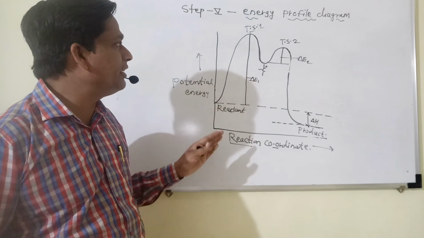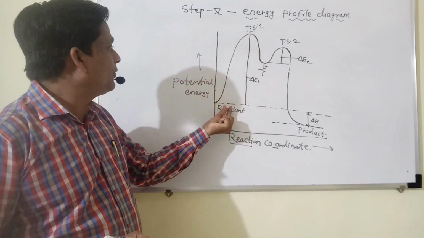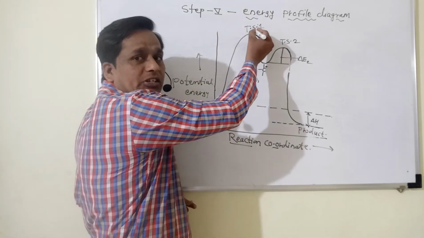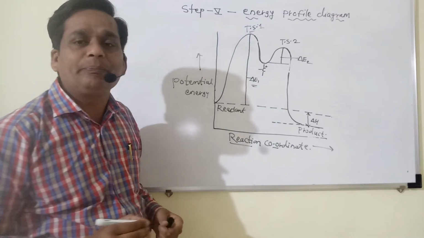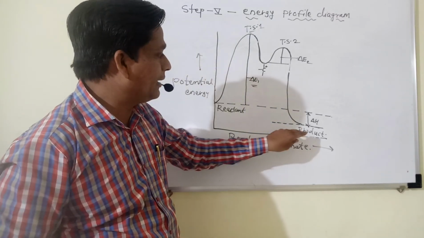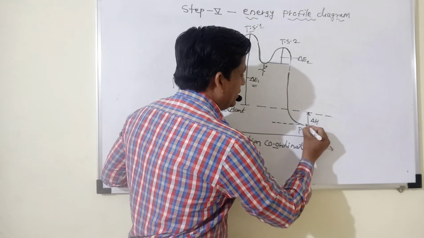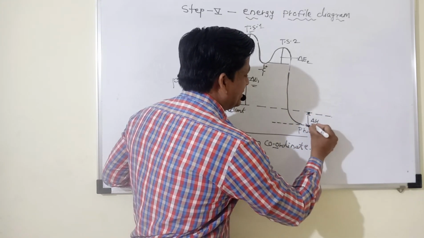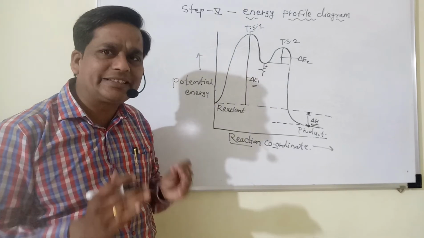In this energy profile diagram we get the highest peak from the reactant to the transition state. That highest peak is the activation energy, and the distance from the product to the reactant is the enthalpy change. I have cleared this reaction.